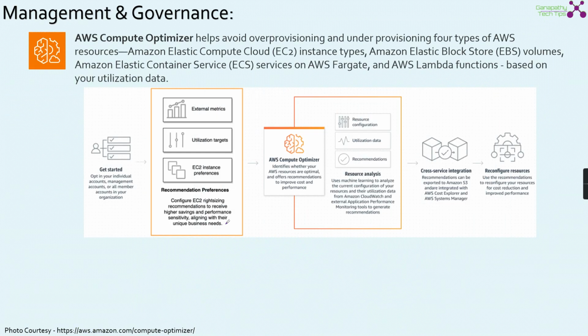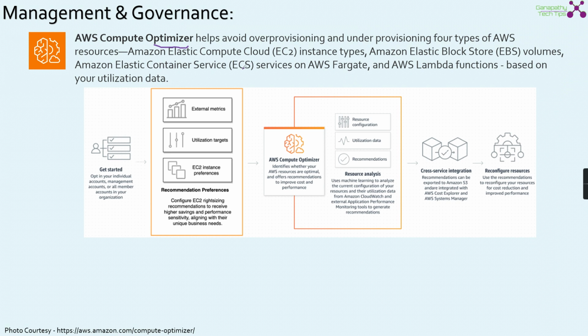Moving on to the typical management and governance section, there is something called AWS Compute Optimizer. It's very simple. It's a kind of FinOps-based service. It provides recommendations about over-provisioning and under-provisioning of typical compute use cases like EC2, EBS, ECS, and Fargate.